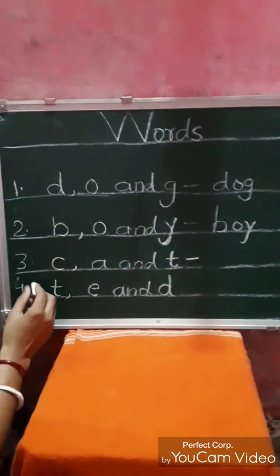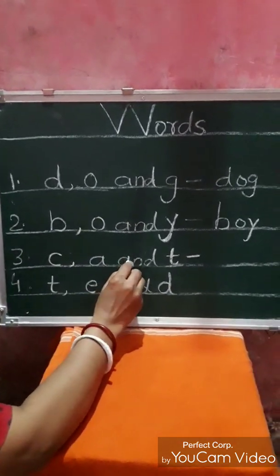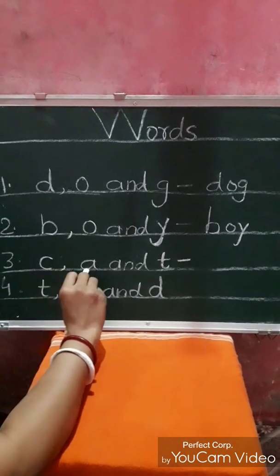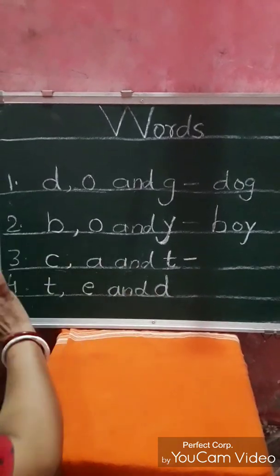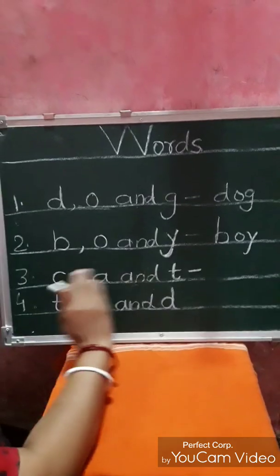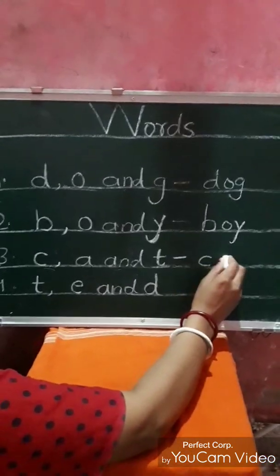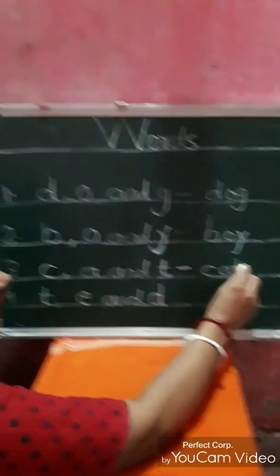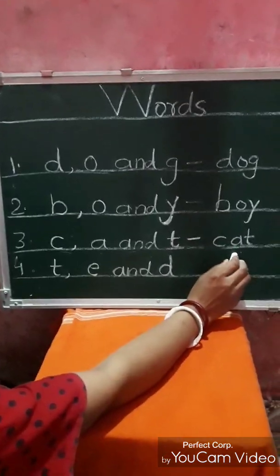Now we move to our number 3 example. In this line the letters are C, A and T. These 3 letters separately do not have any meaning, but when we write C, A, T together, then it is converted into a word and it has meaning. CAT, cat. Cat means Billy.